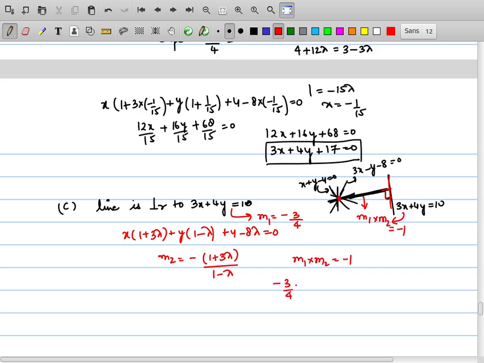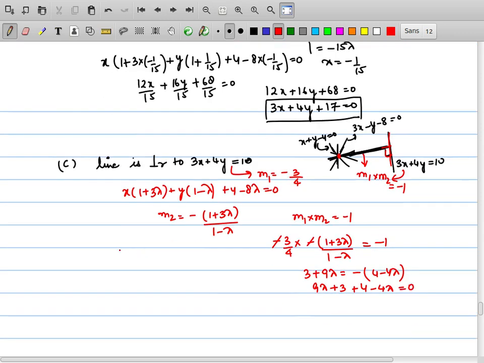Therefore, minus 3 by 4 into minus of (1 plus 3 lambda) upon (1 minus lambda) should be what? Minus 1. This and this go. We have 3 plus 9 lambda equals minus times 4 minus 4 lambda. So what do we get? 9 lambda plus 3 plus 4 minus 4 lambda equals 0. What do we get? We have 5 lambda plus 7 equals 0. Lambda is what? Minus 7 by 5. Now we'll put lambda equals minus 7 by 5 in the equation and we get the required equation.